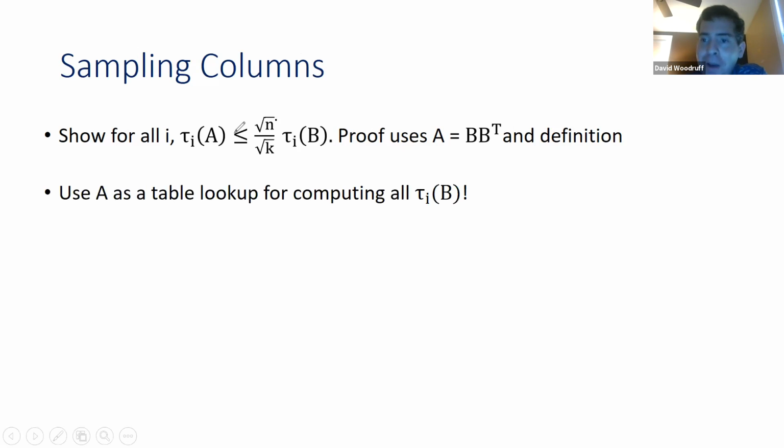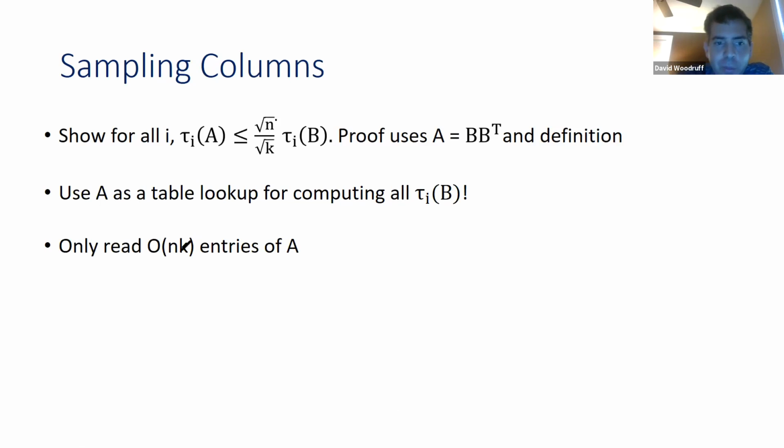Well, it turns out that there are algorithms for computing the ridge leverage scores of B that just involve a small number of dot products between rows of B. So going back to this table lookup intuition, we can use A as a table lookup for running one of those algorithms. There's a nice algorithm of Musco and Musco, which shows that you can compute all the ridge leverage scores of B reading only order nk entries of A, your table lookup input. Okay, so great. So we have the ridge leverage scores of B, and now we have this relationship that constrains the ridge leverage scores of A in terms of those.